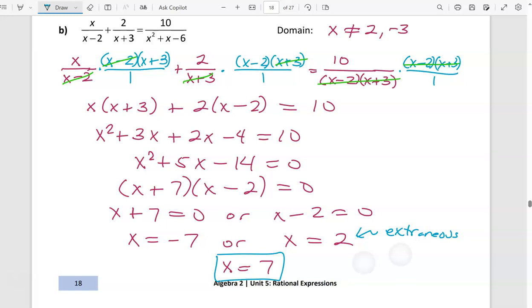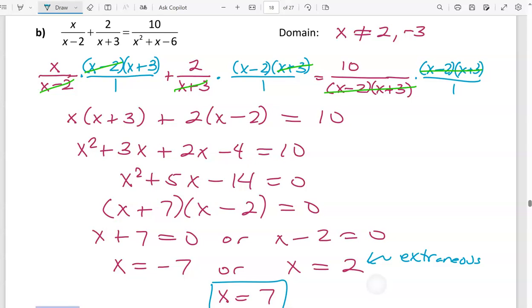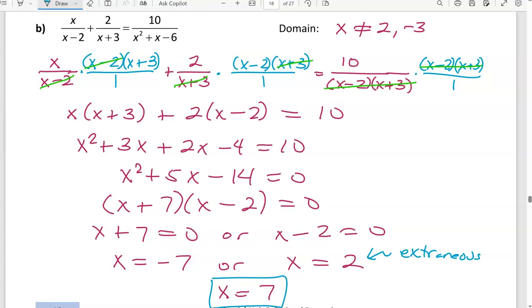Okay, in this example, when we factor the second denominator, we get factors of x minus 2 and x plus 3. And when we multiply through by the LCD, we get a quadratic equation. So we set one side equal to 0, factor the other, set the factors equal to 0. We get two solutions, -7 and positive 2. However, the domain states that x cannot equal 2 or -3, so that solution of 2 is extraneous, leaving us with a final solution of just x equals -7. Make sure that you box your final solution so that there's no confusion about rejecting the extraneous solution.